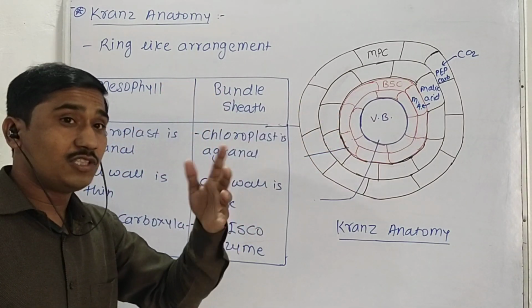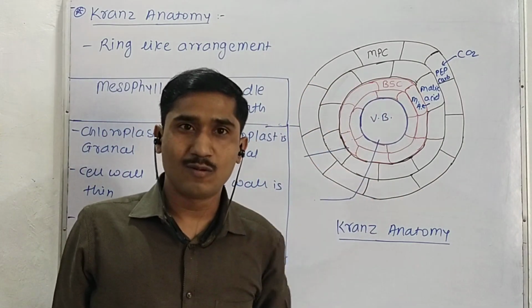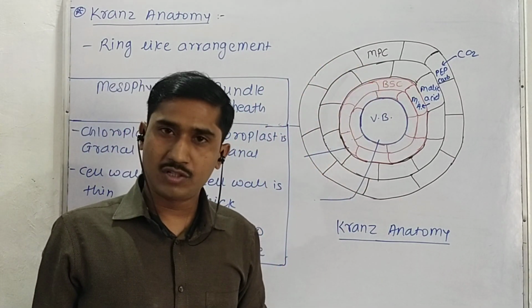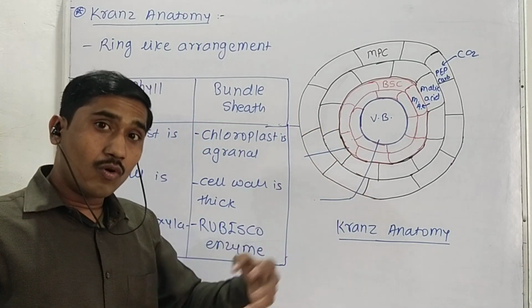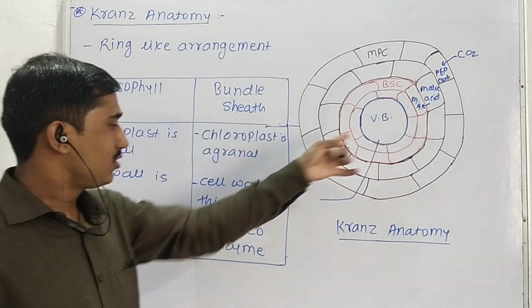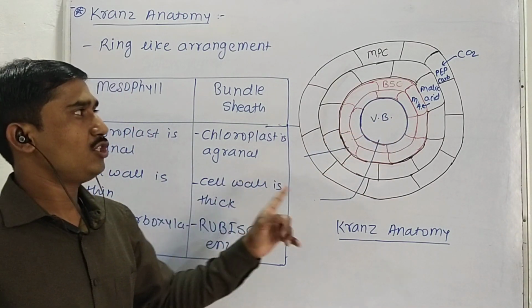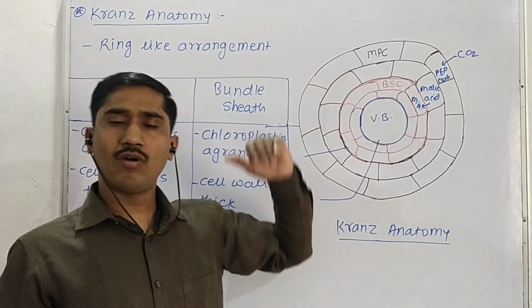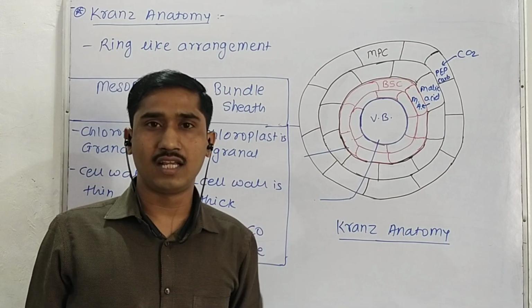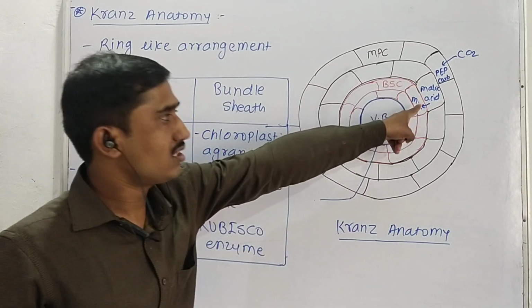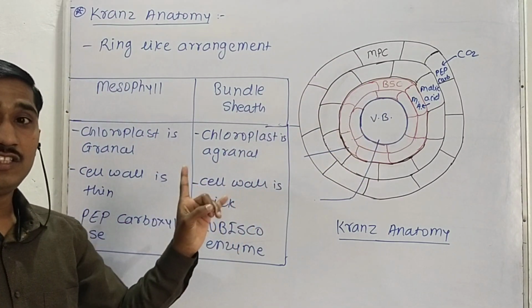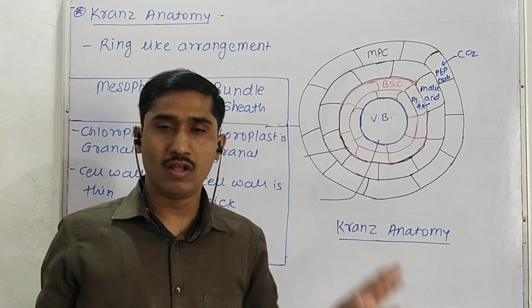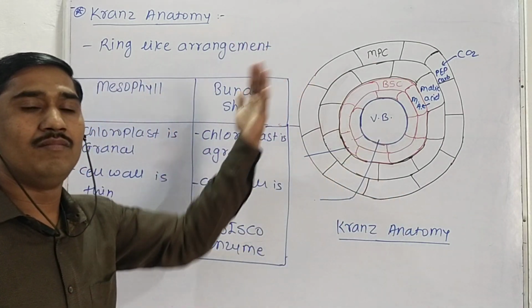So, what happens if bundle sheath cells have granal chloroplasts? They will also perform the light reaction. There will be photolysis of water, and whatever oxygen is liberated will react with Rubisco, and instead of fixing CO2, Rubisco will fix the oxygen, and again the rate of photosynthesis in these plants will decrease. But due to this arrangement and these structural changes, whatever CO2 is available in the atmosphere, the plant will use all of it and the rate of photosynthesis will be high.